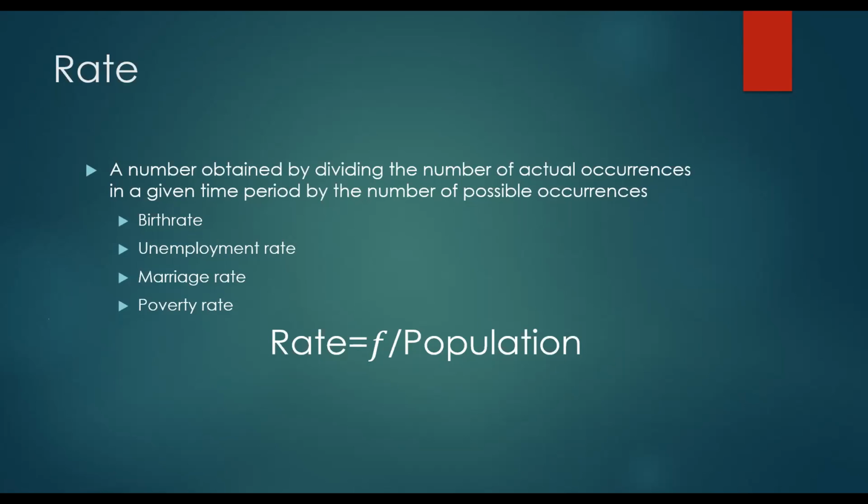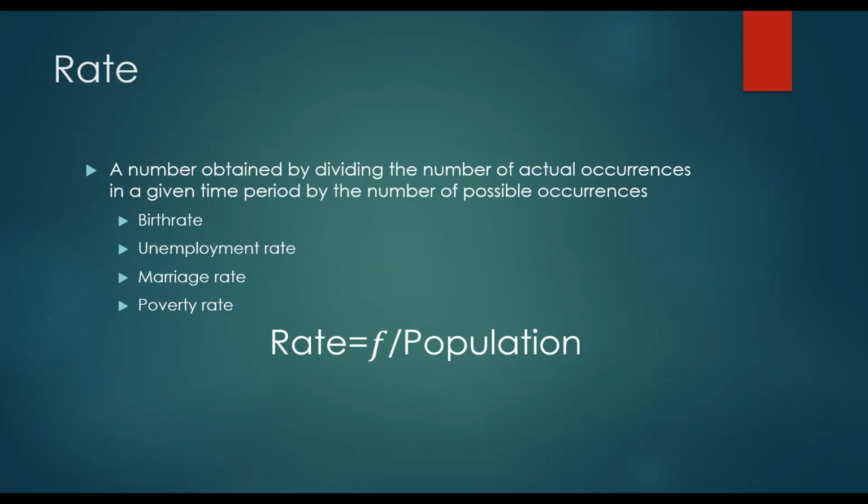So it's the number that's obtained by dividing the number of actual occurrences in a given time period by the number of possible occurrences. So it's taking a frequency in a sample, dividing it by population so that you have an entire picture. Just a side note, there's a little bit of extrapolation that goes through with it as well. So it's saying this is what we see, the frequency that happens in the sample. Now for the entire population, this is what it would look like.